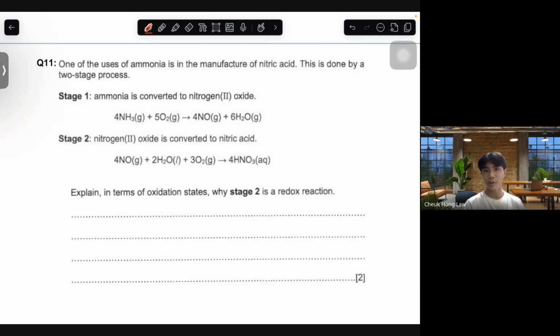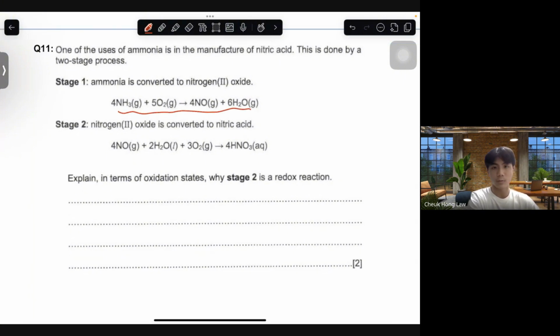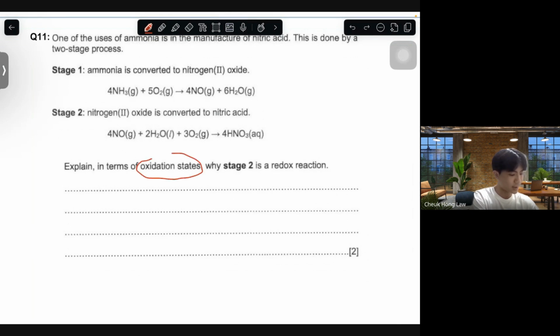Hello everyone. So today we'll be going through step by step how to answer a very common type of redox question. So let's take a look at the question. One of the uses of ammonia is in the manufacture of nitric acid, and this is done by a two-stage process. Stage 1, ammonia is converted into nitrogen 2 oxide, and this is the equation. Then stage 2, nitrogen 2 oxide is converted to nitric acid, and this is the equation. So explain in terms of oxidation states why stage 2 is a redox reaction.